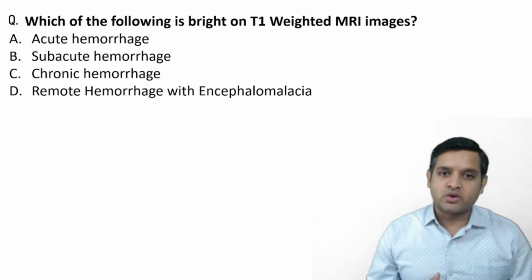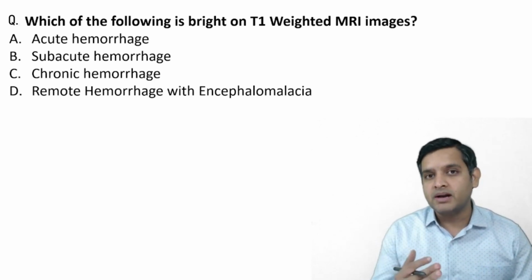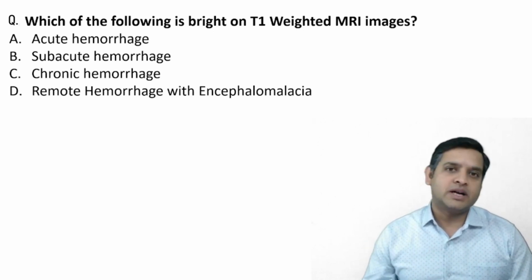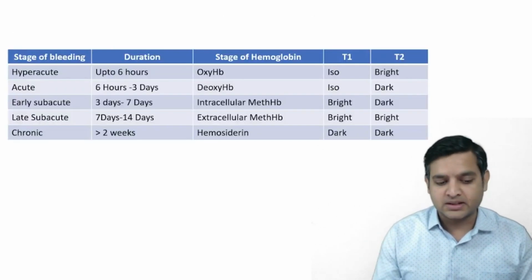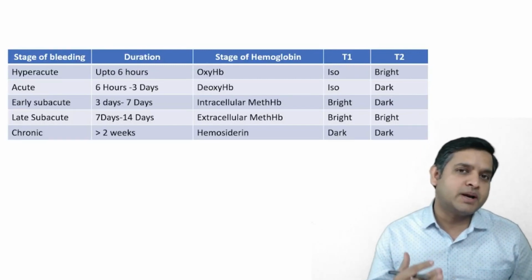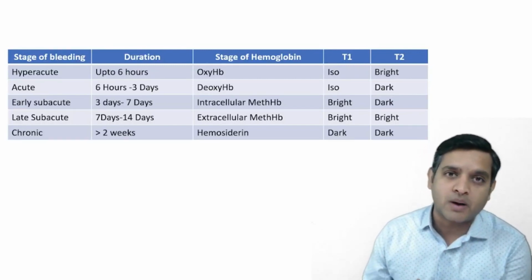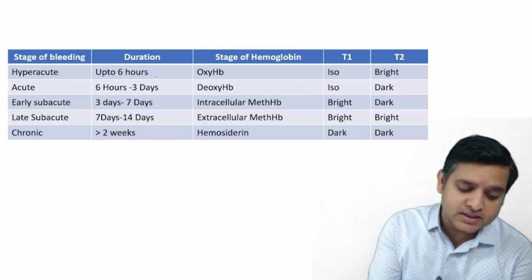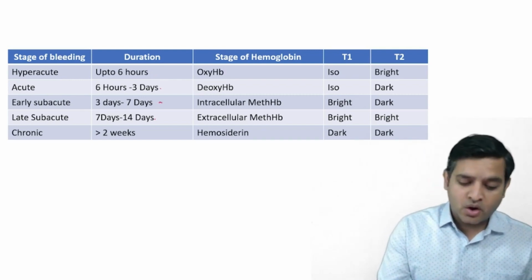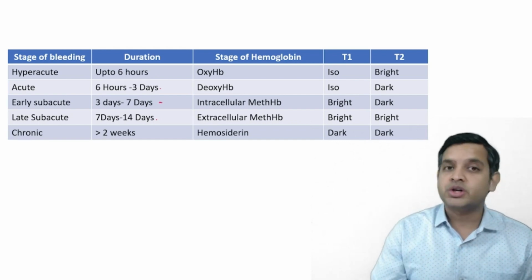Before you jump on to the diagnosis, I want to show you a table which will show you all the patterns of the hemorrhages that you can see in the MRI. So let us see these patterns. If you see the hemorrhage, there could be various stages of the bleeding depending on the duration of the hematoma. It could be within the first 6 hours, or 6 hours to 3 days, or 3 days to 7 days, or 7 days to 14 days, or more than 2 weeks.